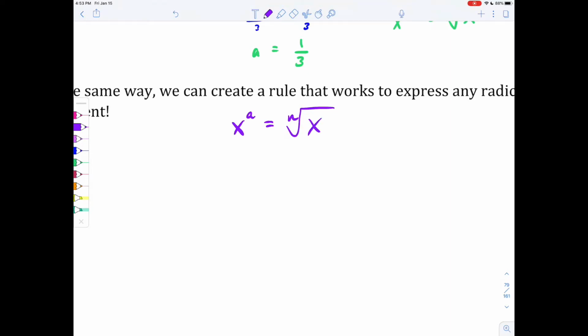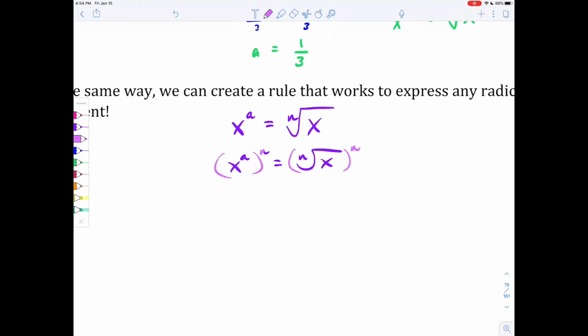x to the a is the same thing as taking the nth root of x. To get rid of a square root, we squared both sides. To get rid of a cube root, we cubed both sides. To get rid of a 4th root, we would take both sides to the power of 4. To get rid of an nth root, we would take both sides to the power of n. I could do that on the next line. So we're going to take this left side to the power of n, and that's because we're taking this right side to the power of n.